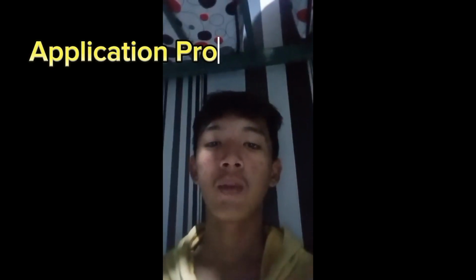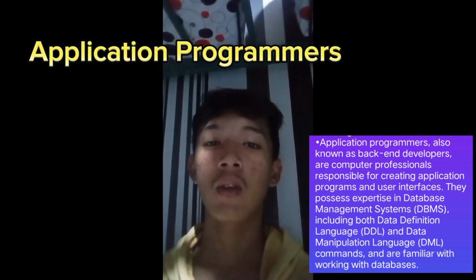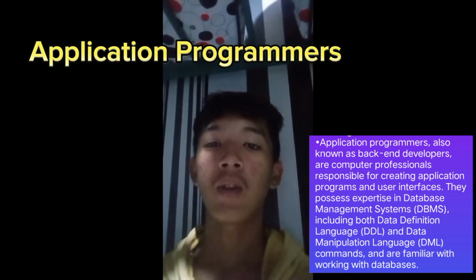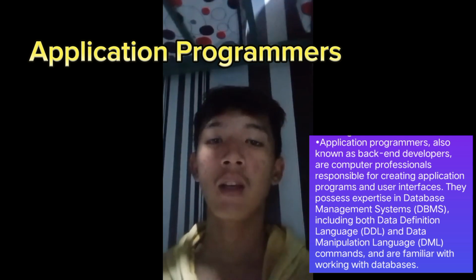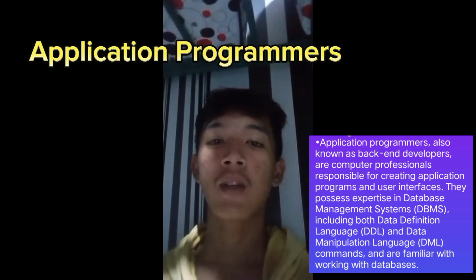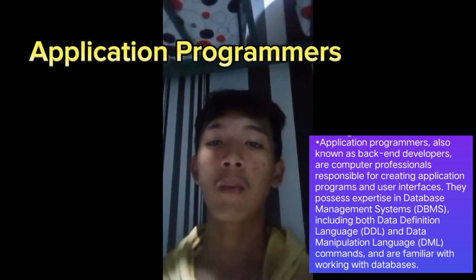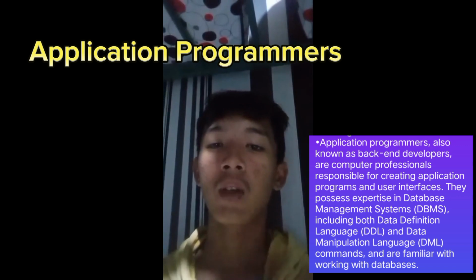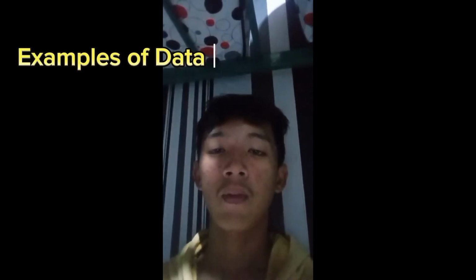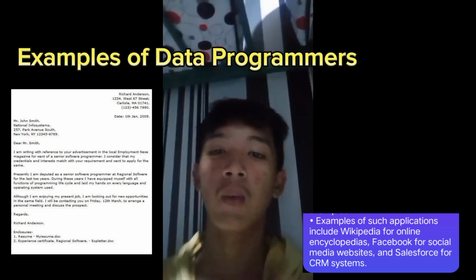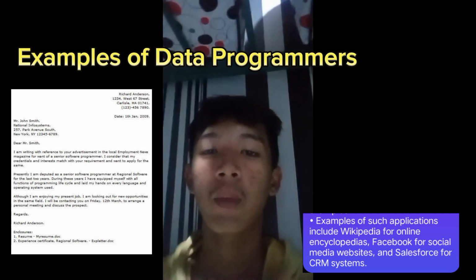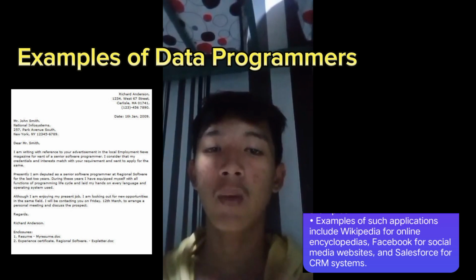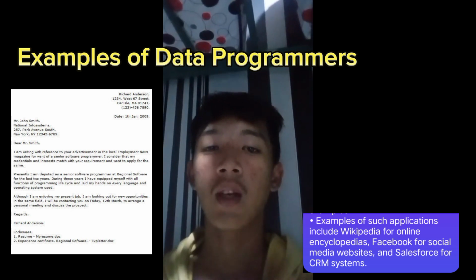What are application programmers? Application programmers, also known as back-end developers, are computer professionals responsible for creating application programs and user interfaces. They possess expertise in database management systems, including both the data definition language, the DDL, and the data manipulation language, the DML. Examples of such applications include Wikipedia for online encyclopedias, Facebook for social media, and Salesforce for CRM systems.